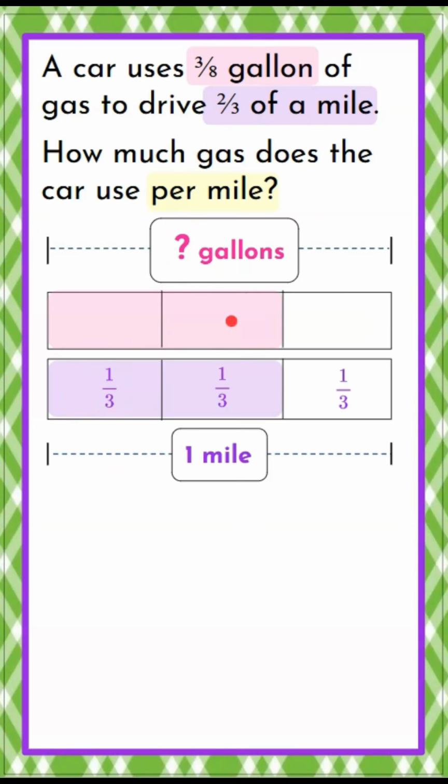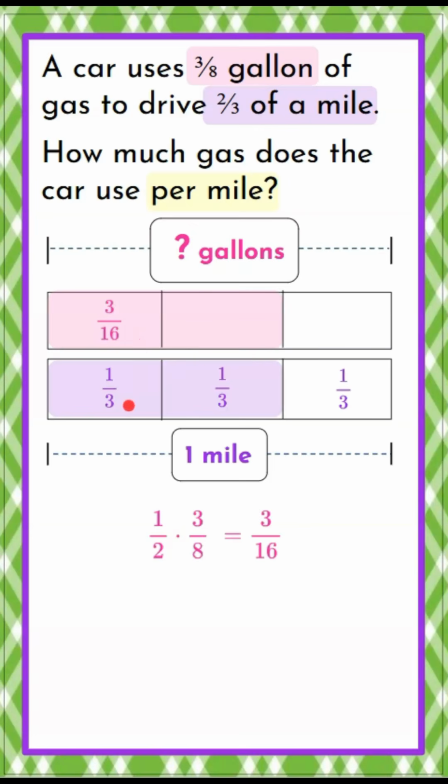So this is 3/8 total, but we want to know how much each of these cells in this top bar represent. So we want to know half of 3/8. So let's do that math. We want to know half of 3/8, so we're going to multiply. 1 times 3 is 3, 2 times 8 is 16, telling us 3/16. So if this whole thing is 3/8, we know that each part of it is going to be 3/16.